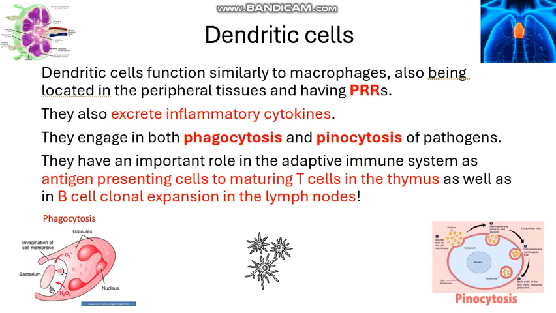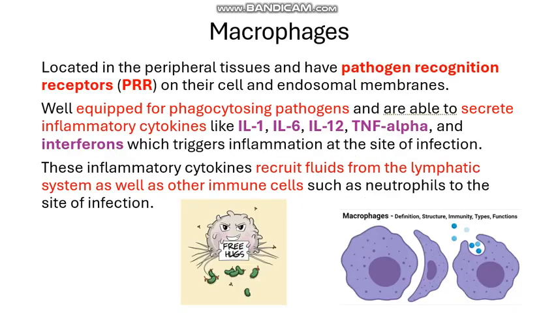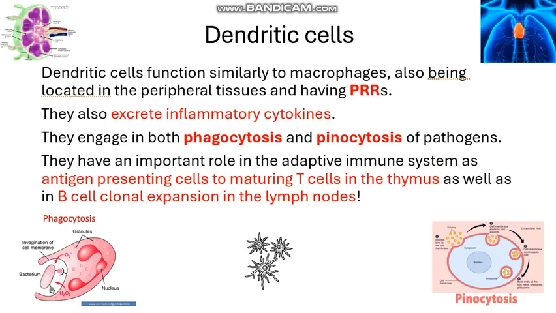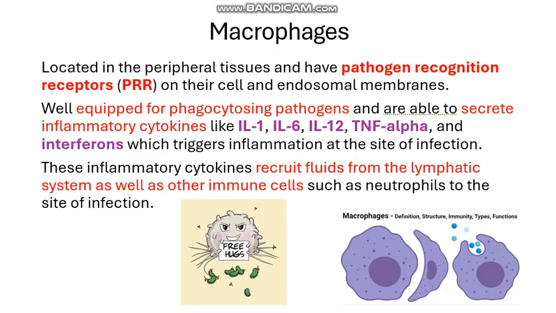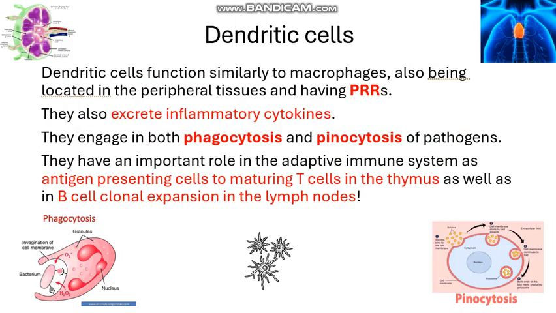Dendritic cells, these are very important. We're going to talk a lot about these when we go on to the adaptive immune system, but dendritic cells really function similarly to macrophages. They also have pathogen recognition receptors which stimulate an immune response. So when they detect an antigen on these pathogen recognition receptors, they secrete the same inflammatory cytokines as macrophages, so they're the same in that regard, and they're both contained in the peripheral tissues.